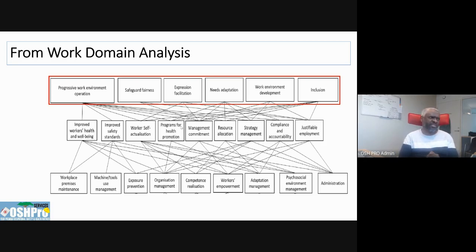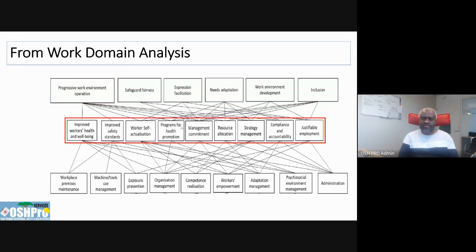And have inclusion. Inclusion is more general, where everybody has a right to get employed. Everybody has a right to decent employment. You don't want to have a workplace where you only have men or only women, although this is the case in most places. So these are generally the purposes of what work environment management should be. And then what are the values? So what will be the values that will indicate that such purposes are attained? Then you have improved workers' health. We'll come a little bit to more details of this.